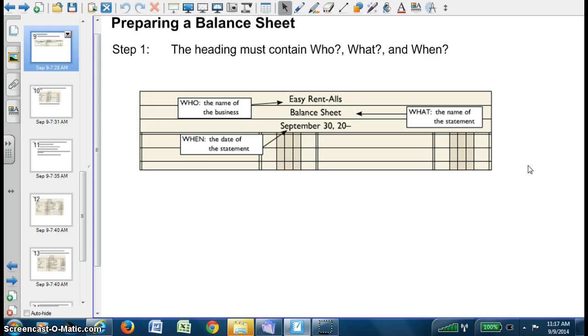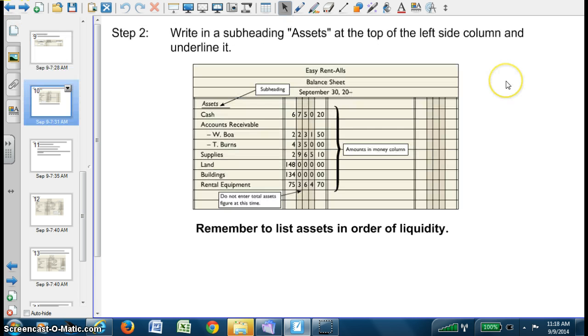So now let's go through the process of preparing a balance sheet. So step one, the heading must contain these items: who, what, and when. So who, Easy Rentals. What is it? It's the balance sheet, and the date of the statement, September 30th, 2014, as an example. You next want to write in a subheading, assets, at the top of the left side column and underline it. Remember that you're listing all the assets in order of liquidity. So in this case, cash, accounts receivable. These are people that owe the business money: supplies, land, buildings, and rental equipment.